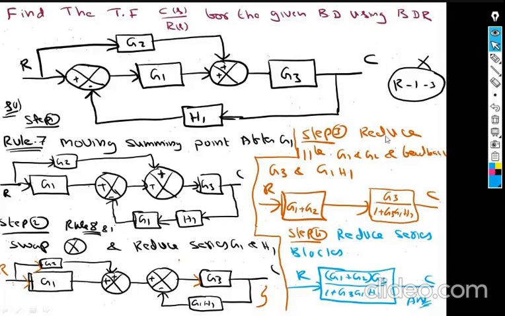After that, directly I applied rule number 2, that is feedback G1 and G2, and then rule number 3 feedback, that is these 2 blocks. After that, add these two as cascade and you will get the final answer.